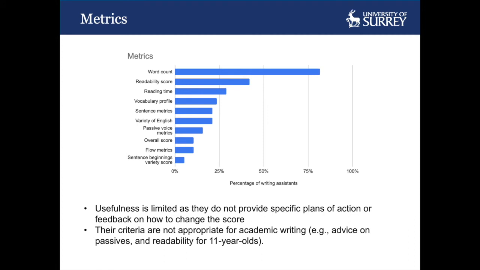In relation to metrics, the most common metric is word count, followed by readability score and reading time. However, their usefulness is limited, as they do not provide specific plans of action or feedback on how to change the score. Also, their criteria are not appropriate for academic writing, as some of them, such as readability score, were built with a different purpose and a different target audience in mind.